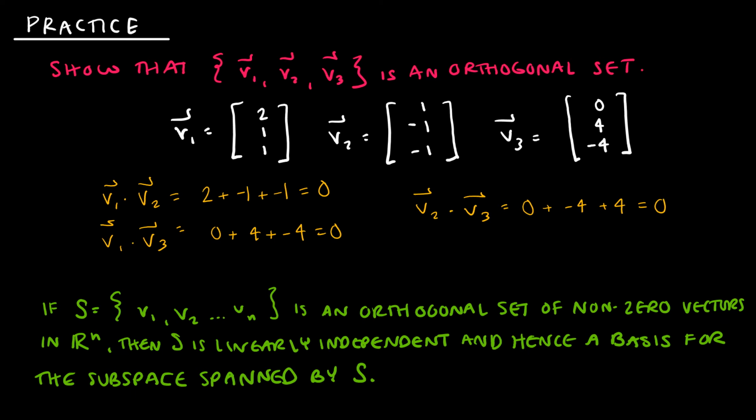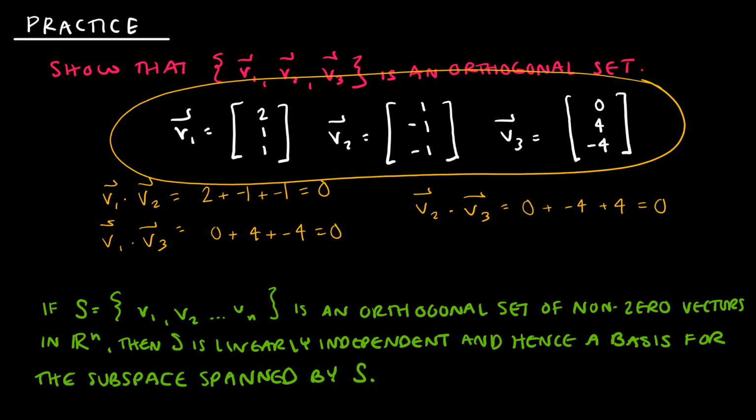My next theorem tells me that if I have a set of vectors that is an orthogonal set, as I do here, which I have just shown, and that are of course non-zero, then S is linearly independent, so those three vectors are linearly independent, and hence a basis for the subspace spanned by S. So if they ask us to find a basis, we're just basically dealing with whether that set of vectors is orthogonal, and that's going to tell us. So this brings us to our next theorem.